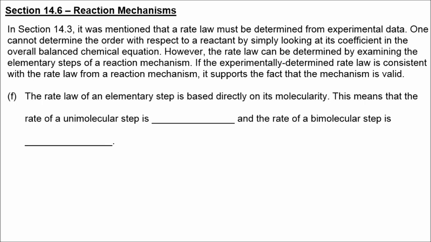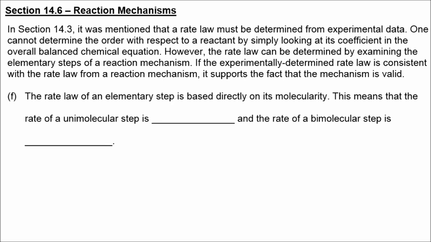In section 14.3, it was mentioned that the rate law does not come from the overall coefficients necessarily in the balanced equation, that the rate law must be determined from experimental data, and we've seen examples of that. One cannot determine the order with respect to a reactant by simply looking at the coefficient in the overall balanced chemical equation. However, if we are talking about the individual elementary steps of a reaction mechanism, so we're focusing on step 1, step 2, whatever the mechanism happens to be, then we can say that the experimentally determined rate law can be consistent with a reaction mechanism.